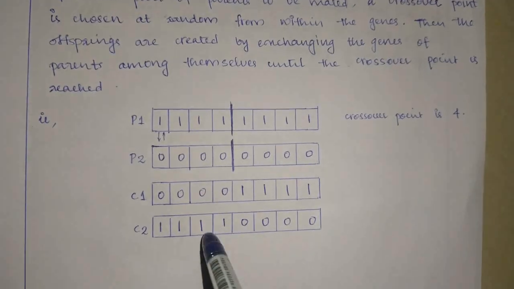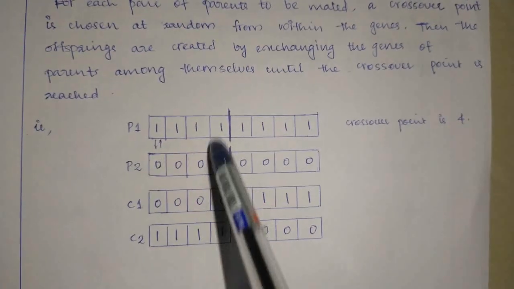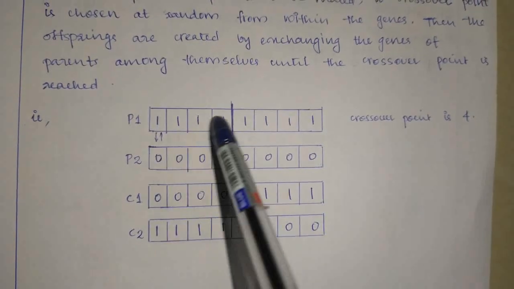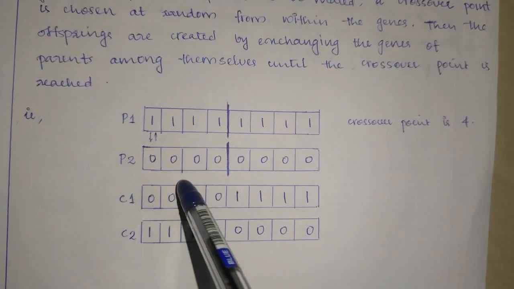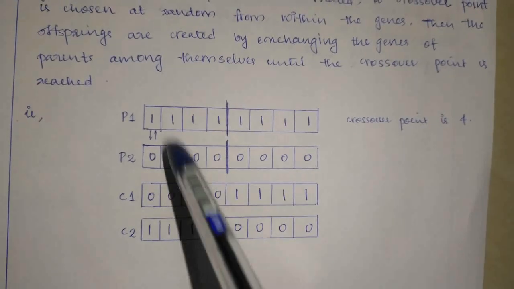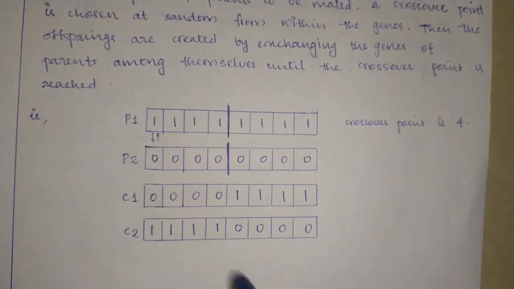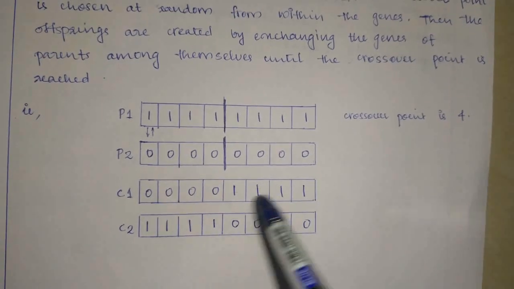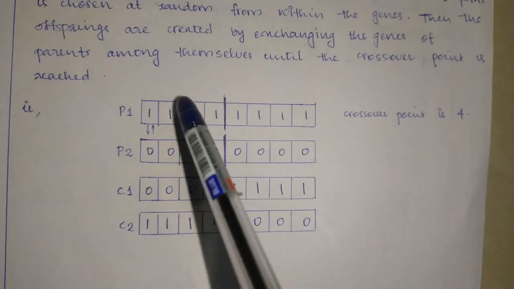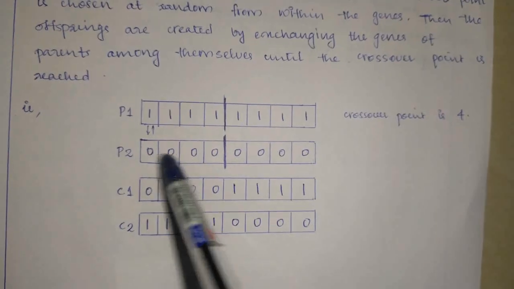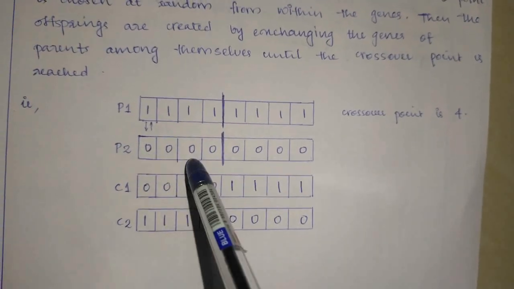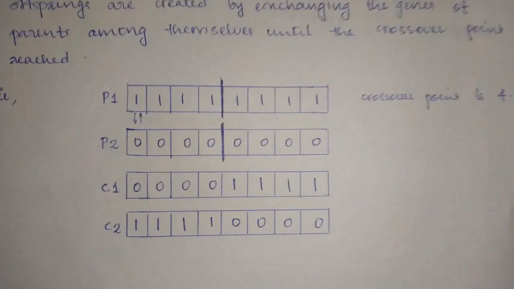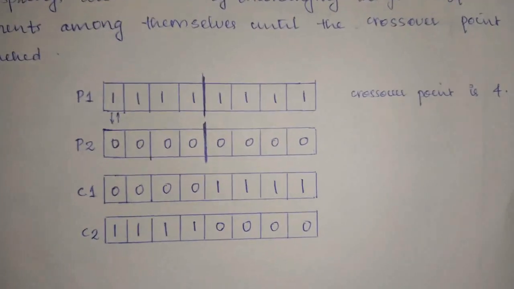These offspring are created by exchanging these values. The 1s of P1 are exchanged to P2 and the 0s of P2 are exchanged to P1, like this. So the two offspring C1 and C2 will be like this. In C1, the 1s are replaced by 0s and the 0s are replaced by 1s. So the two offspring will be like this. This is crossover.